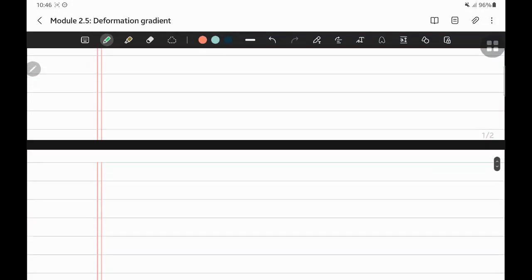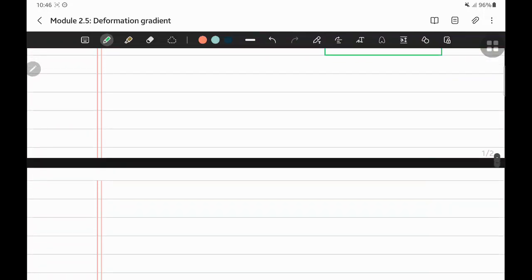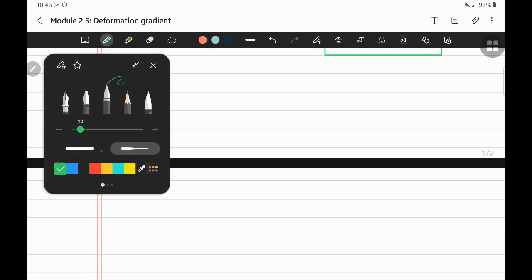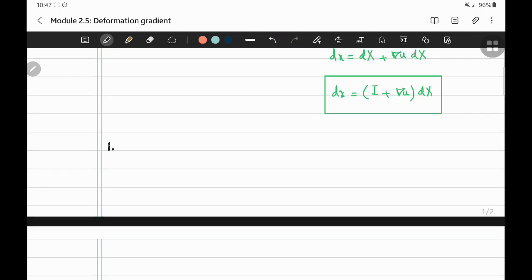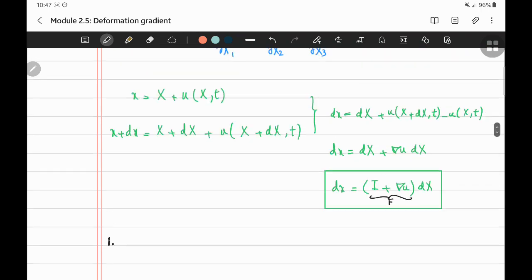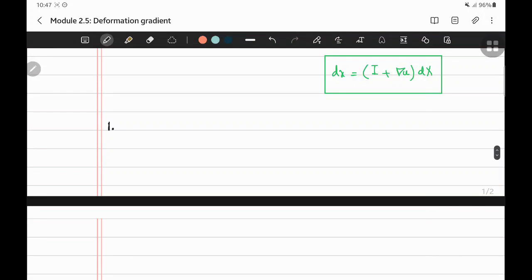All right. With this in mind, we're going to pinpoint two important properties. The first one is that this transformation matrix, which we call F, is always invertible.